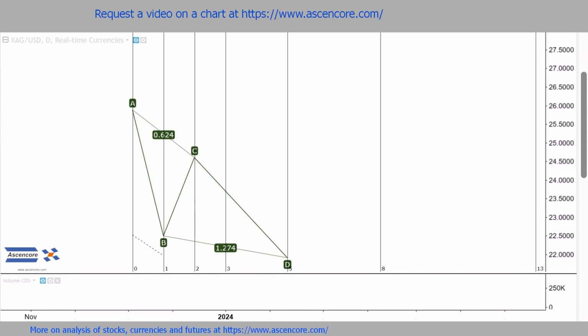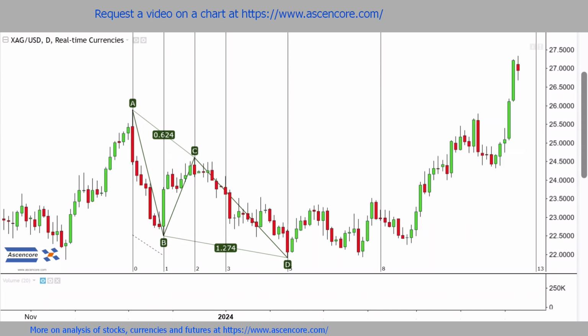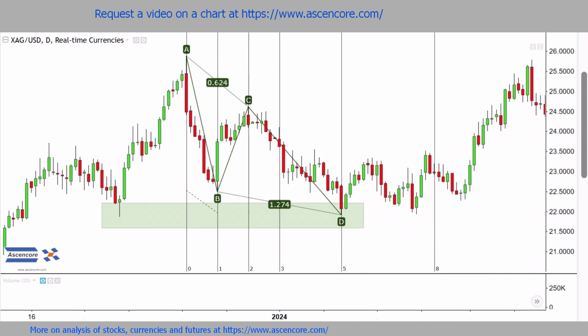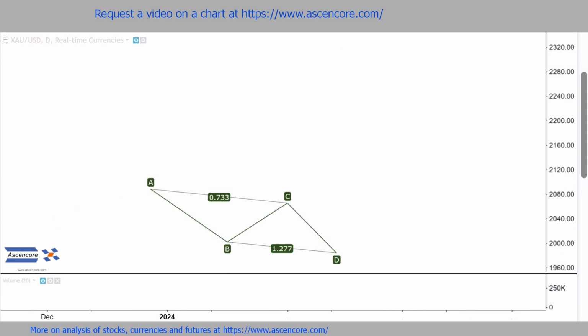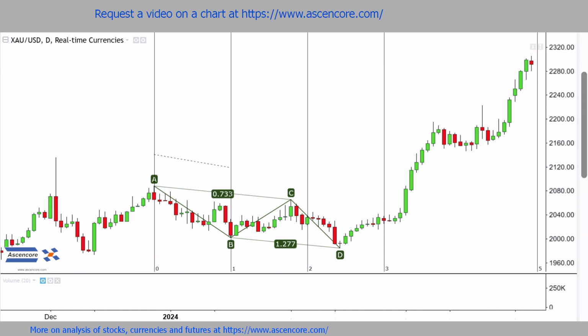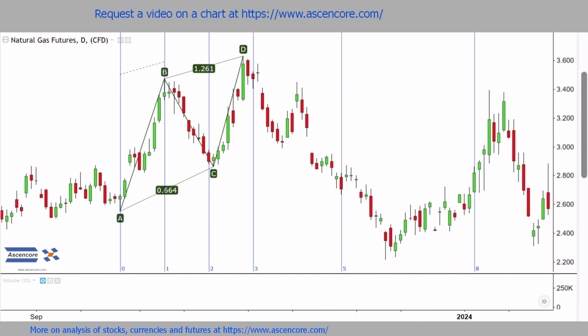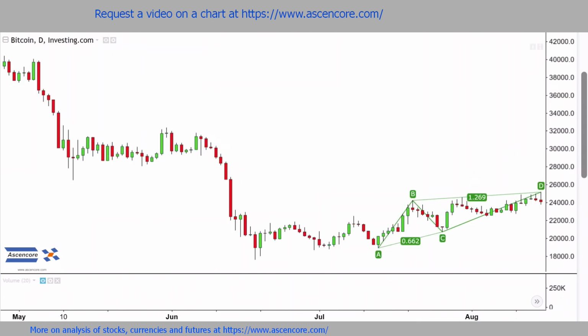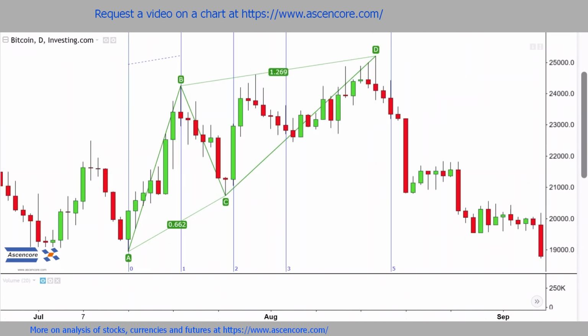More simple and common confluence can be aligning with an established resistance or support area, and to have reversal candles form around that range. Such features are more common compared to alignment with Fibonacci time zone lines. And as seen with this broad range of examples, the ABCD pattern can be found across various markets and time ranges.